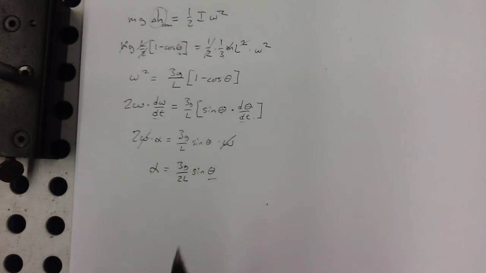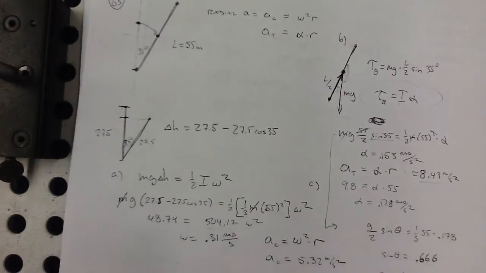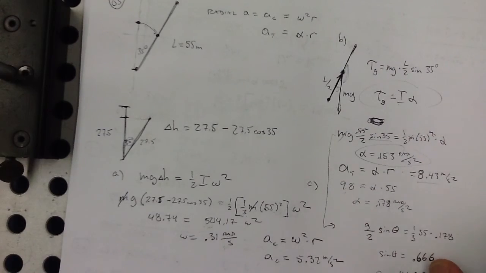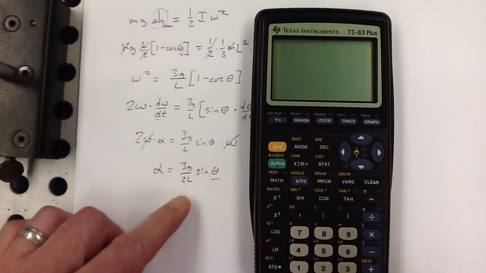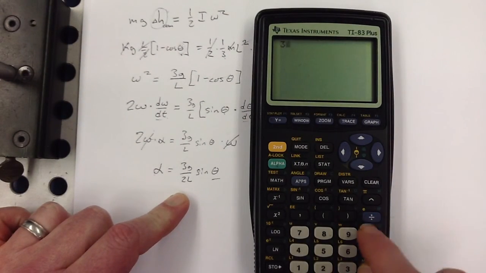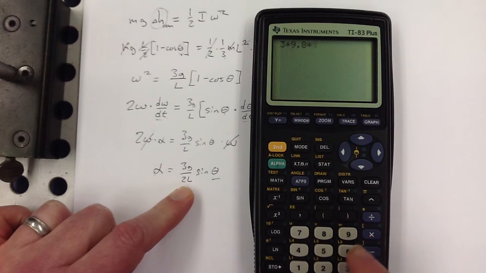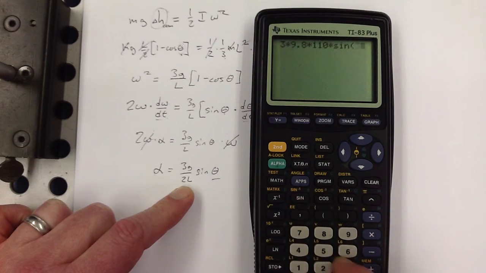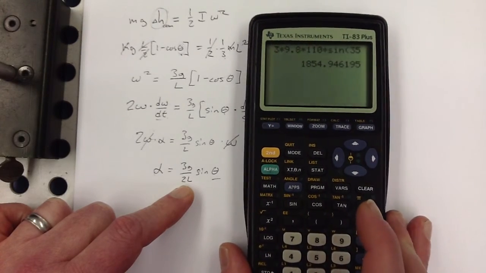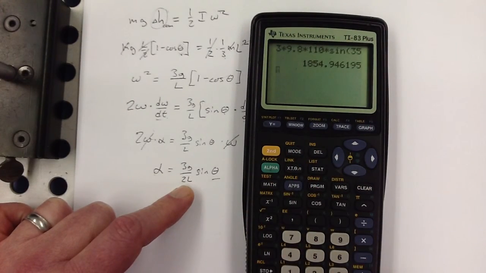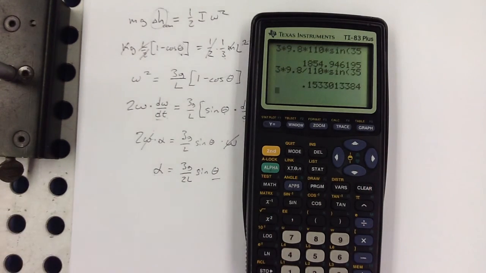So we could check our answer for part A here. Remember when we had this, we got 0.153 radians per second. So according to this, we should get 3 times 9.8 divided by 2L would be 110 times the sine of 35. I sure hope that works. No! What did I do? Oh dear, I didn't. Hold on. I should have divided there. There we go. And it did. Gave us the same answer. So that's kind of cool.